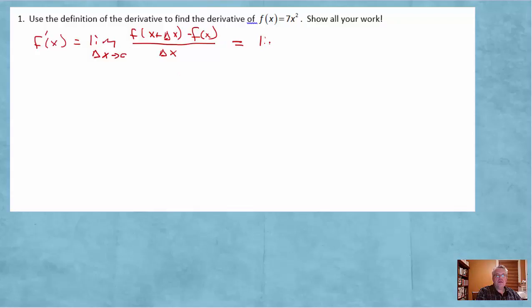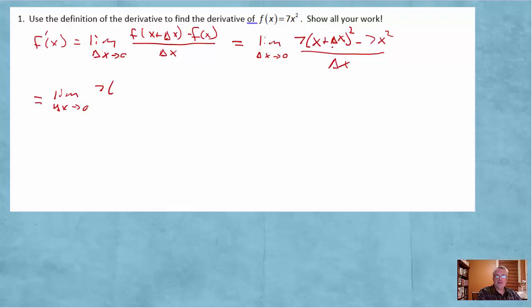Okay, so this is the limit as delta x goes to 0 of, well, we need to substitute x plus delta x into the function. So we have 7 times quantity x plus delta x squared minus f of x, that's minus 7x squared, divided by delta x. Okay, remember this is the limit of secant lines. This is an expression for the slope of a secant line, and we're letting the secant line approach the tangent line.